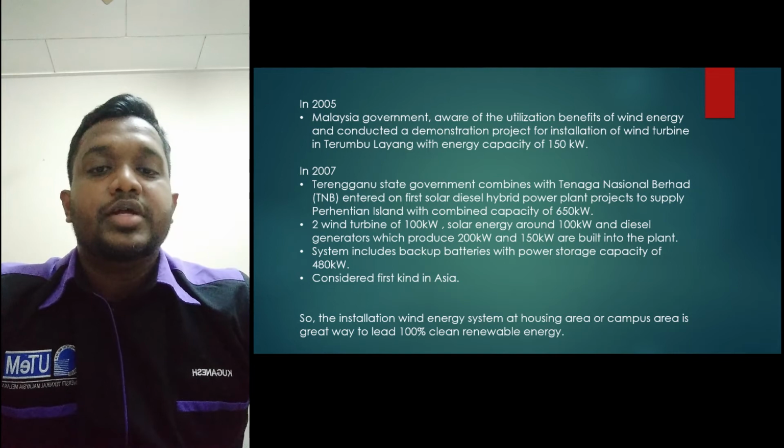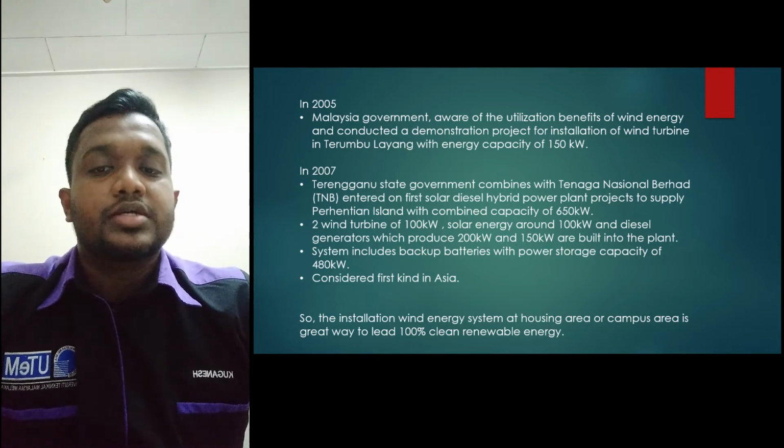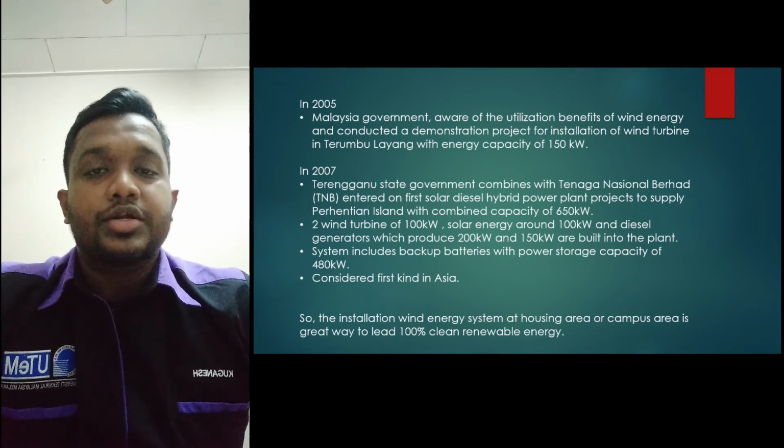The installation of a wind energy system at a housing area or campus area is a great way to lead to 100% clean renewable energy.